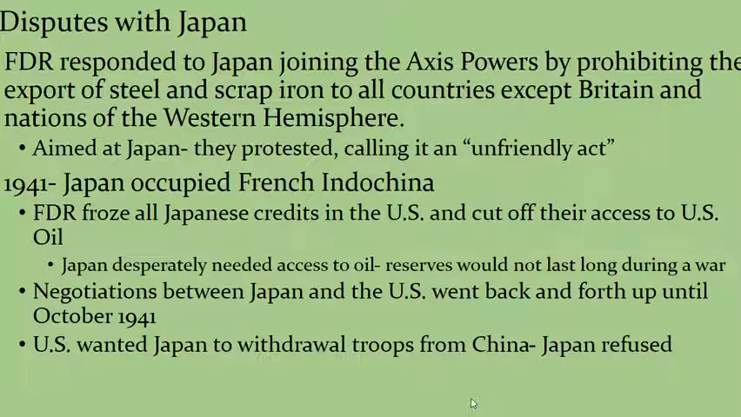And so by October, we had a series of negotiations with Japan. They'd gone back and forth over it, they basically still want the oil. The United States wants Japan to completely withdraw from China and French Indochina, and Japan refused, and that was kind of the end of it.